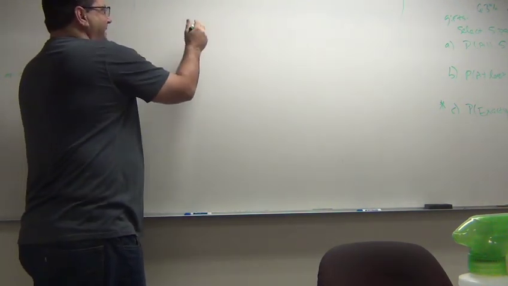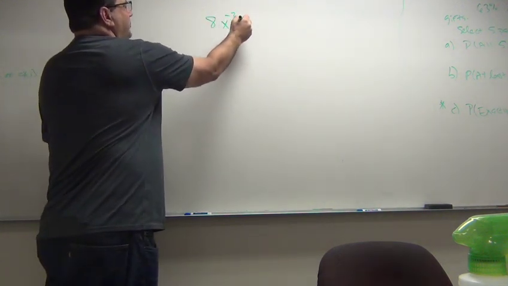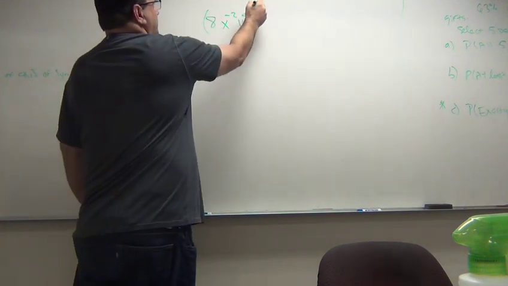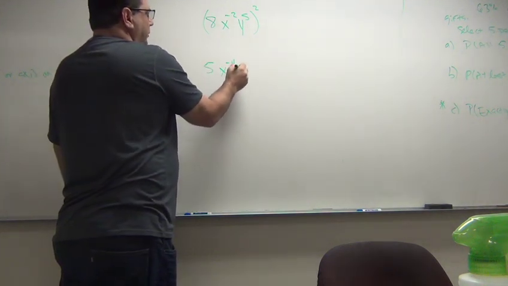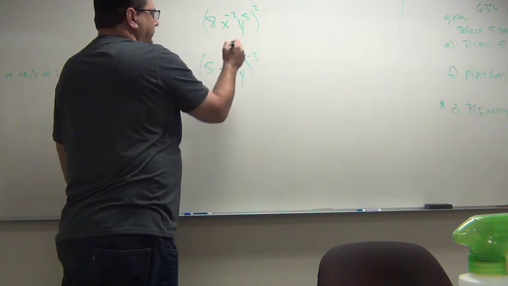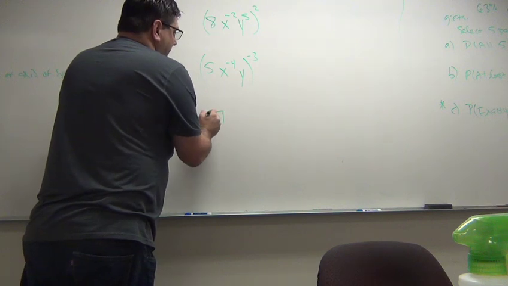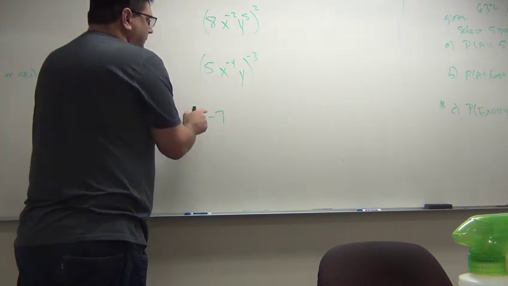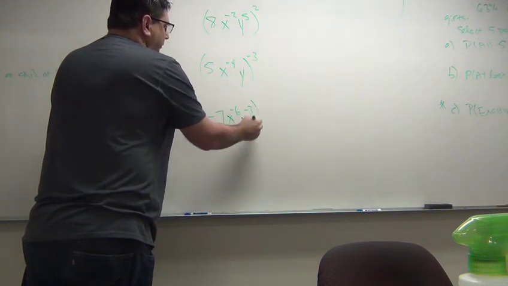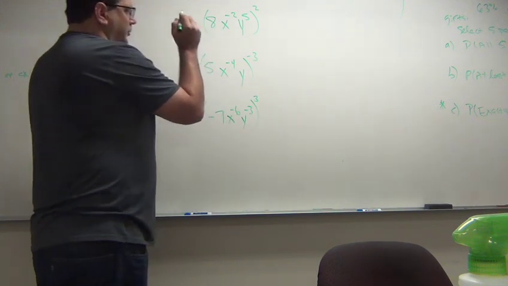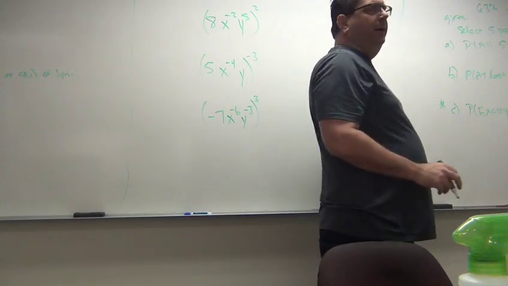All right. 8x to the negative 2, y to the 5th, squared. 5, x to the negative 4, y to the negative 3. Negative 7, x to the negative 6, y to the negative 3rd, cubed. Let's play with that for a while. All right.